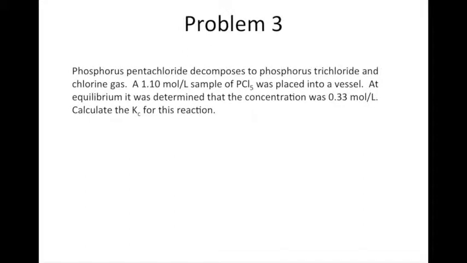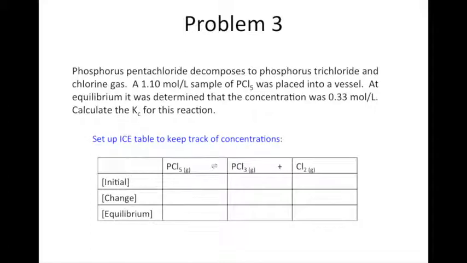Read through this one carefully, pause the video, and see if you can solve for the Kc value. Okay, so now we have our chemical reaction. Let's set up our ice table to keep track of concentrations. We're given some initial data. We're told that we have a 1.10 molar PCl5 initial. We're not given any information about the other products, so we can assume those to be 0.